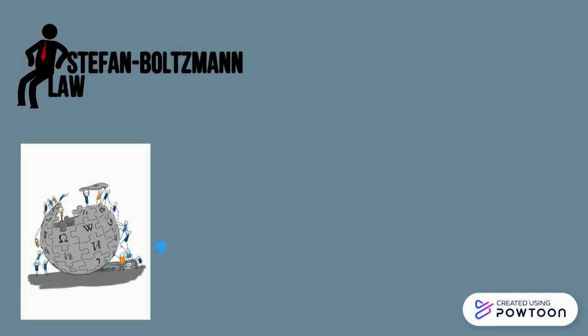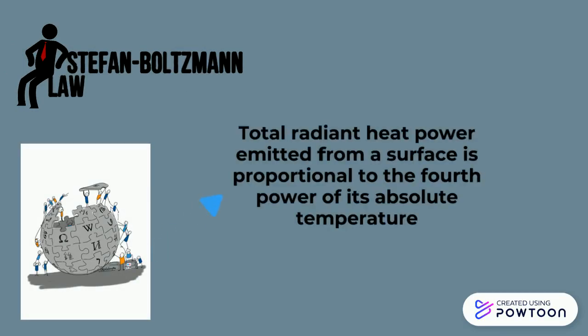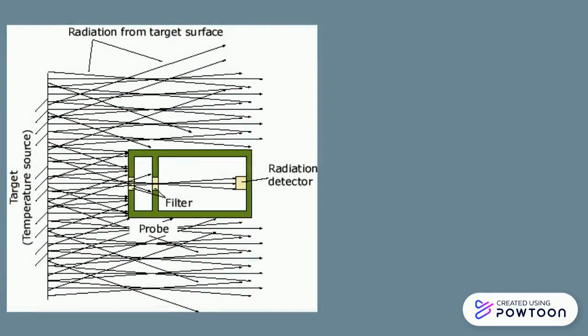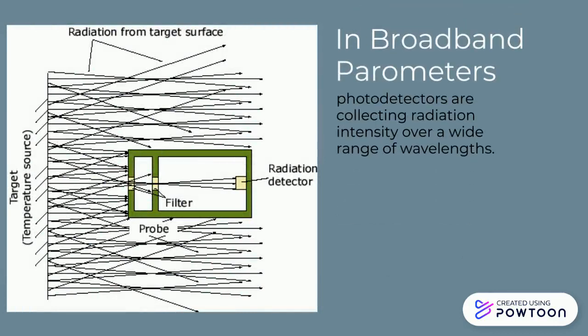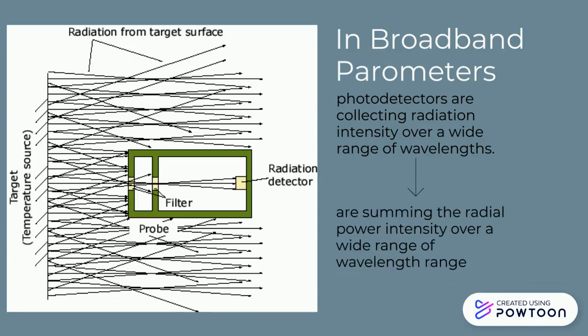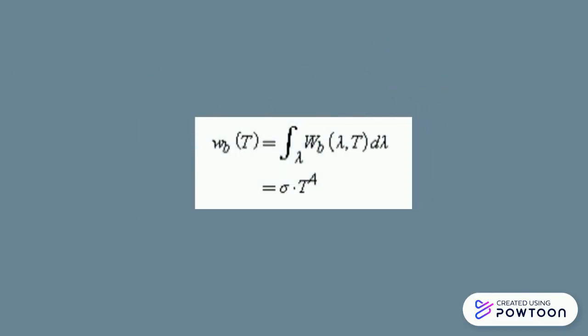It states that the total radiant heat power emitted from a surface is proportional to the fourth power of its absolute temperature. In broadband pyrometers, the photodetectors are collecting radiation intensity over the wide range of wavelengths. In other words, they are summing the radiant power intensity across the full wavelength range. Equivalently, they are integrating the radiant power intensity curve at a particular temperature, resulting in the Stefan-Boltzmann law.